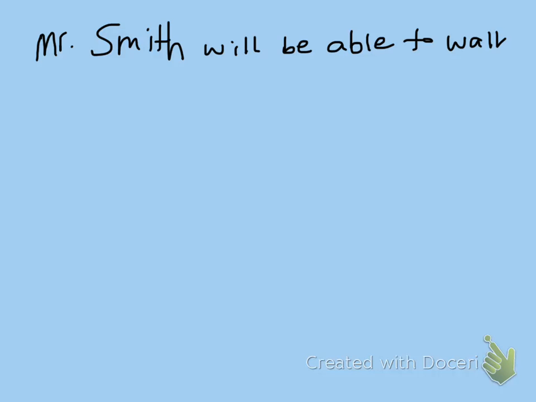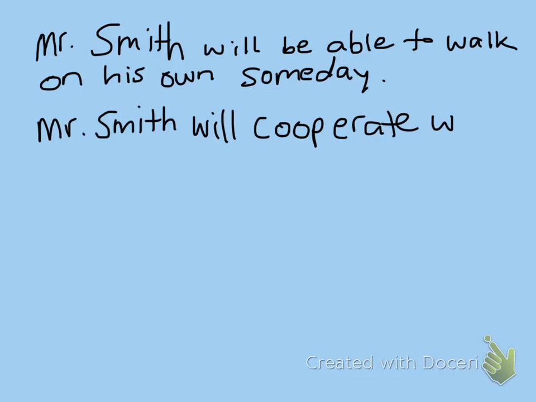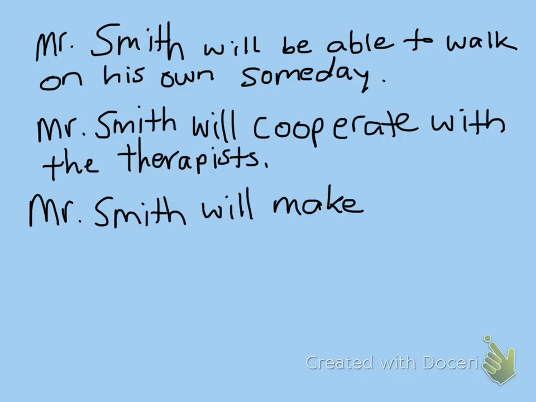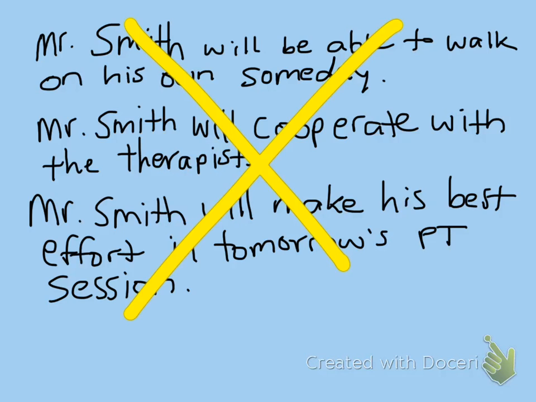Now let's look at a couple more examples to determine if these are SMART goals. Mr. Smith will be able to walk on his own someday. Mr. Smith will cooperate with the therapists. Mr. Smith will make his best effort in tomorrow's PT session. No, these are not SMART goals. So as you can see, they're missing some or maybe all of the characteristics that we look at to determine if a goal is SMART. So these are not specific, measurable, achievable, relevant, or timed goals. So these would not be considered SMART goals, and these are not the type of goals that we would want to write in a care plan.